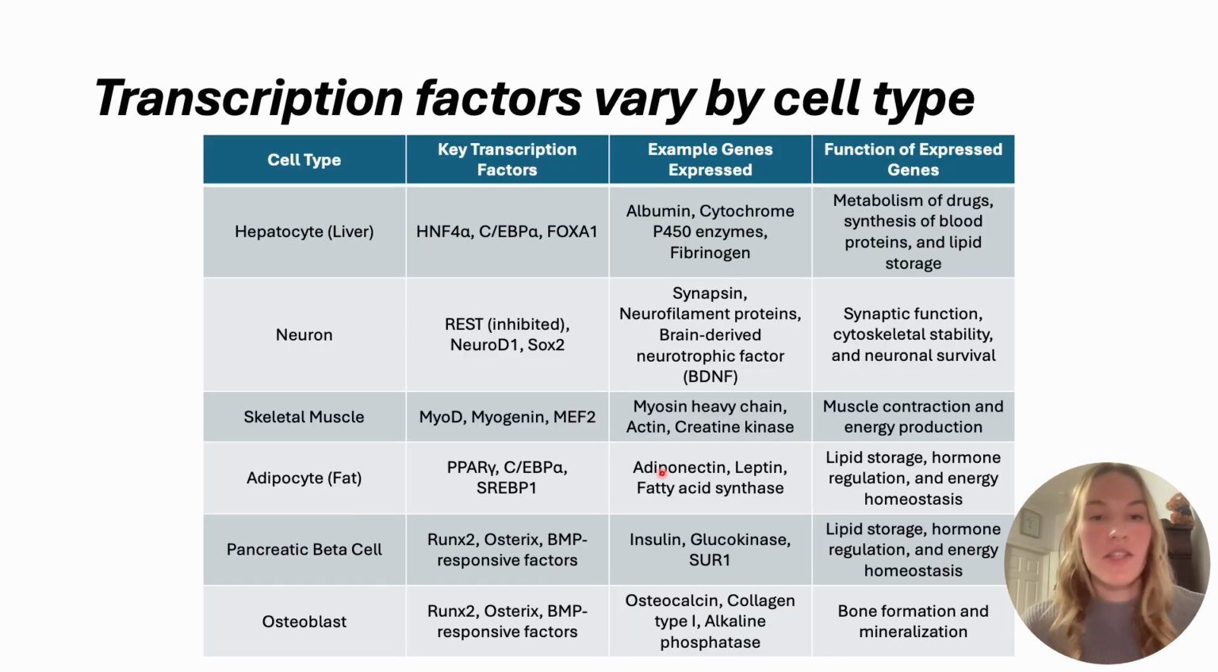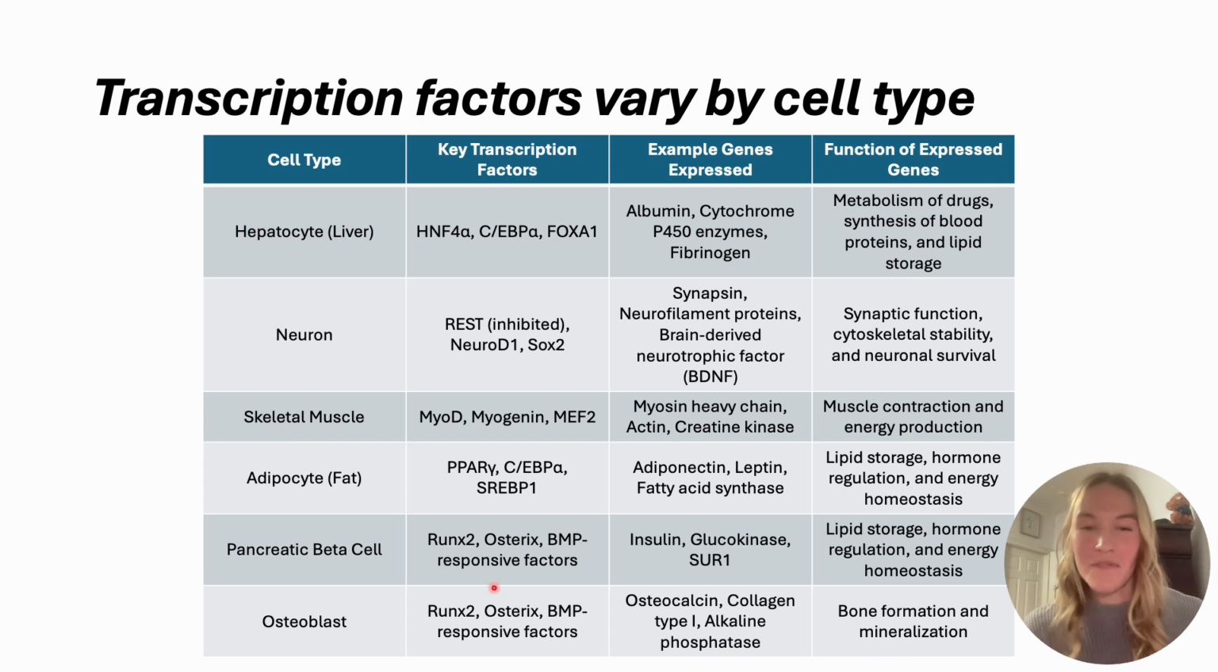Okay, now this is what I was saying with transcription factors varying by cell type. So in large part, what makes your liver cell a liver cell is the availability of certain transcription factors. So in a liver cell, you have these transcription factors that lead to these genes being expressed, which lead to these functions. So metabolism of drugs, synthesis of blood proteins, and lipid storage. The osteoblast is a bone cell, right? They have these transcription factors, which lead to these genes, which leads to bone formation and mineralization.